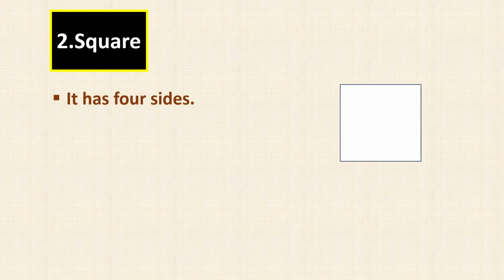So the next point is square. First point is rectangle and second point is square. A square has all sides equal. First of all, just look at its first property. It has four sides, which I told you. For that we use four sticks of small size. That's why all their sides are equal.